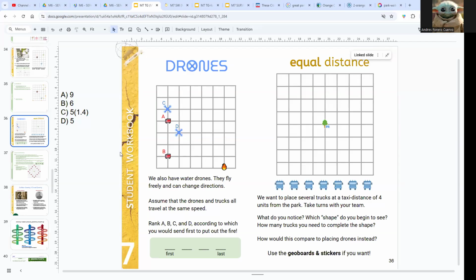Hello, mentors. Welcome to meeting 7 on taxi cab geometry. Let's take a look at drones and equal distance. These are the last tasks in this meeting, and the last one, equal distance, is like the pinnacle where you really build this circle. So let's first take a look at drones.